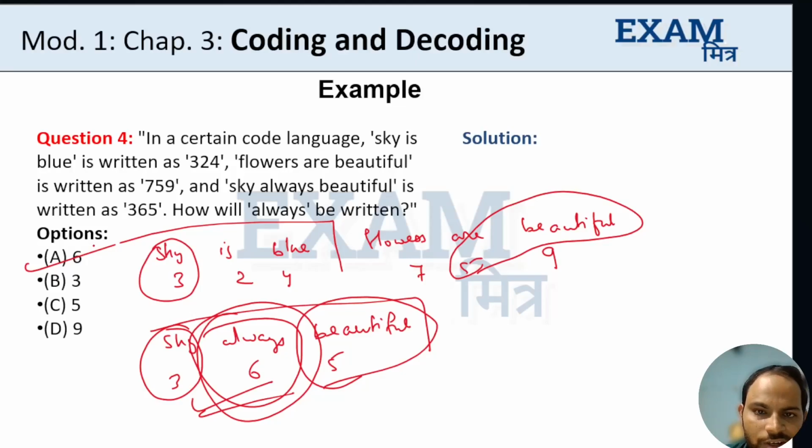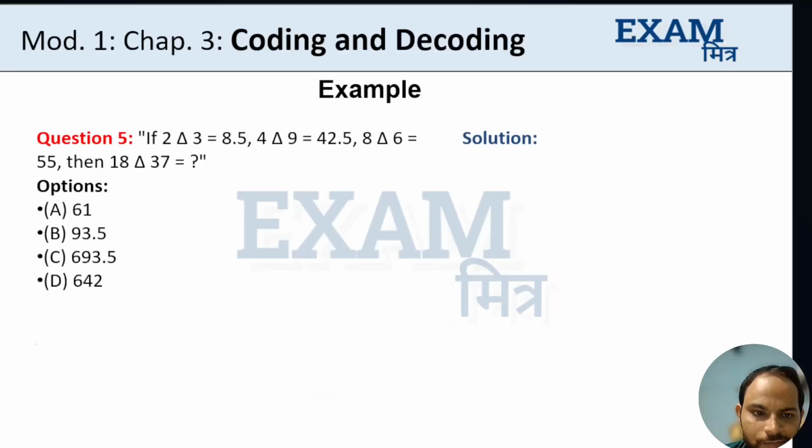So in this type of coding, you have to understand which letter, which word has been coded to which number by comparing the given sentences. Okay, let's move to the next question.